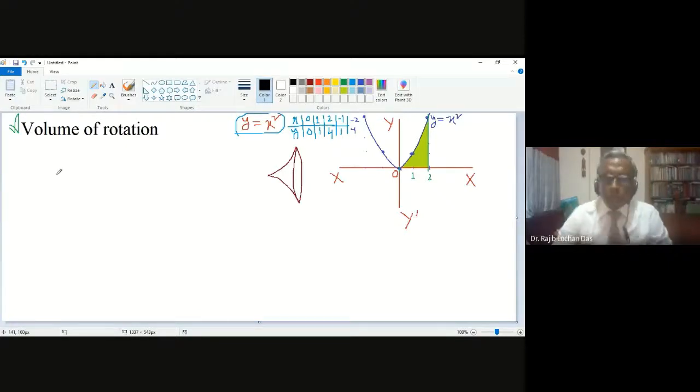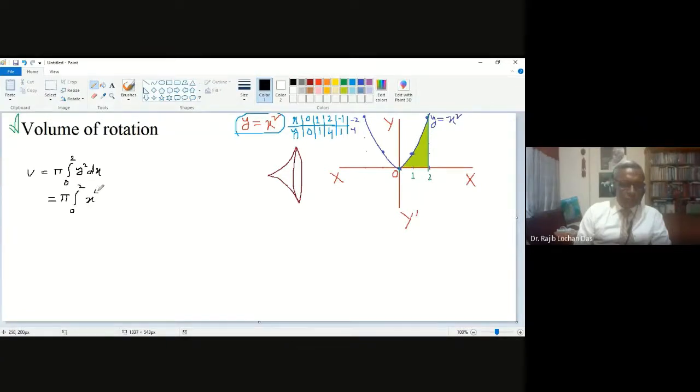You have to imagine this in your mind, that this thing has been rotated. So after rotation there will be a 3D shape and the 3D shape volume will be pi integration 0 to 2 y square dx. That is the formula. So y is x square in this case, so it will be x to the power 4.